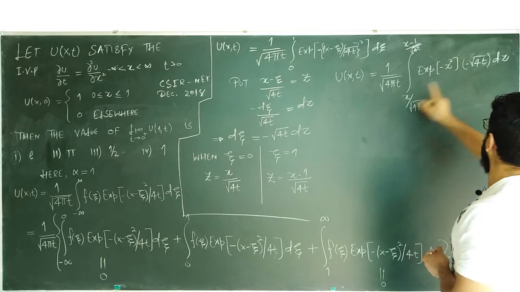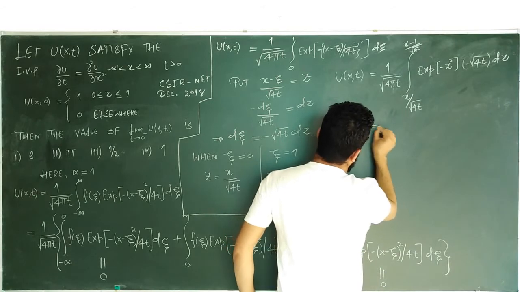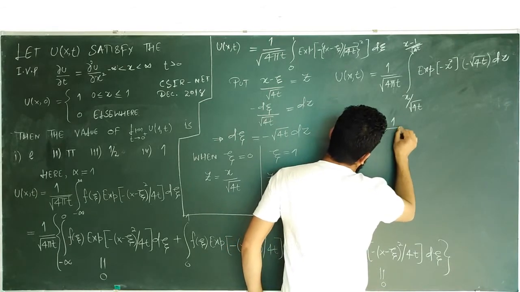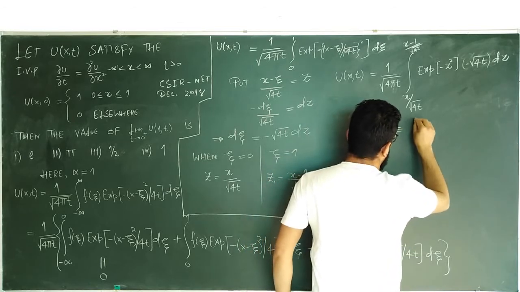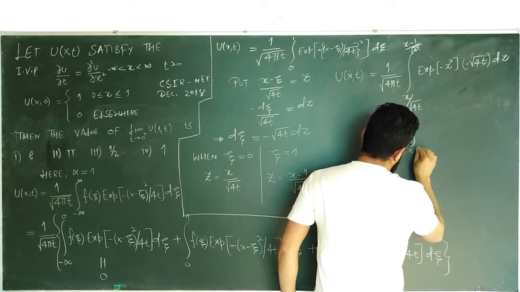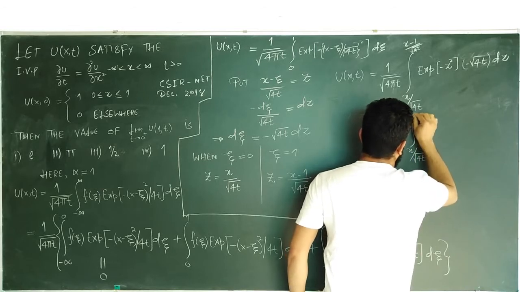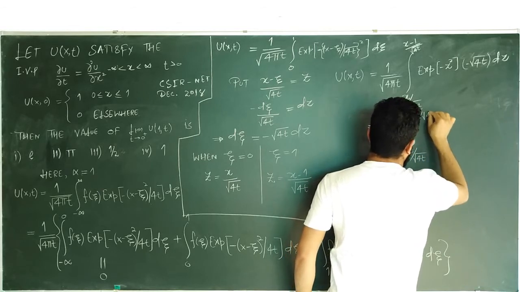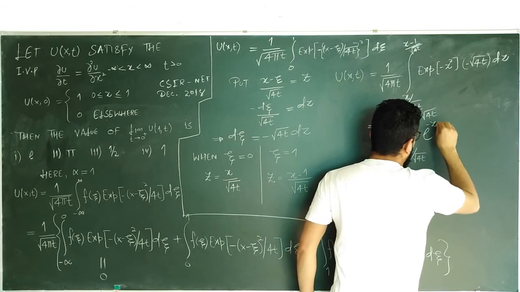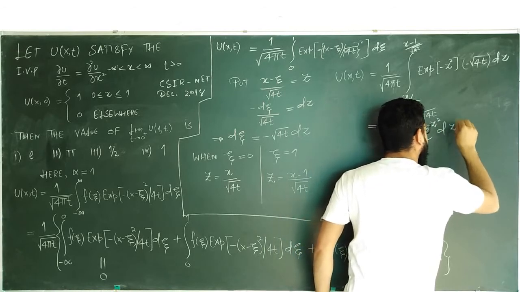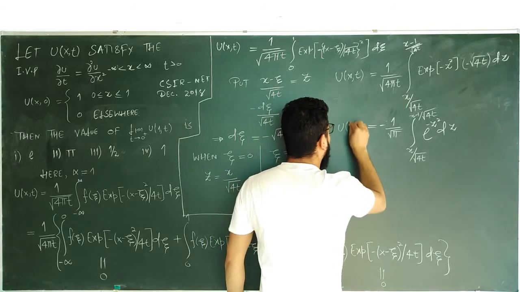Under root of 4t, under root of 4t will go, negative will come out, so this will be negative 1 over root of pi only. And then you have this integral from x upon root of 4t to (x minus 1) upon root of 4t, and e power negative z square dz. Okay, so this is u of x.